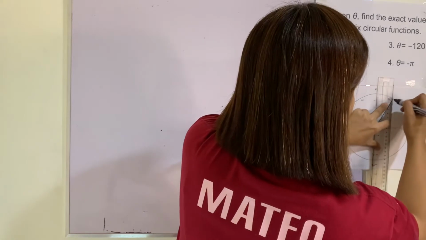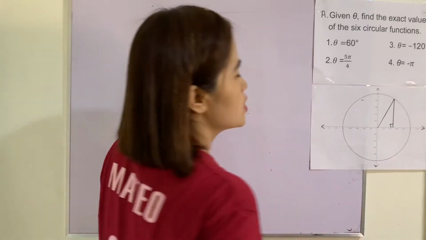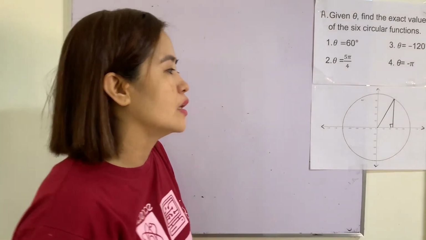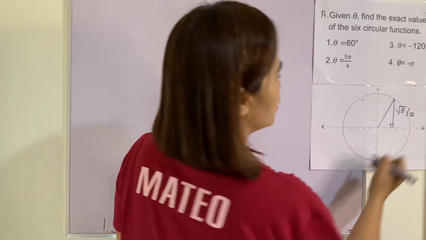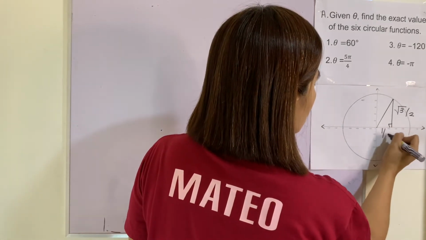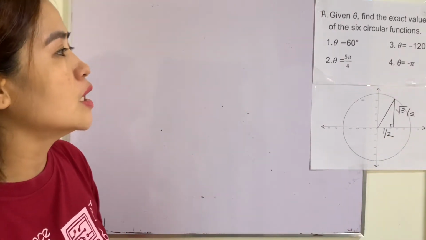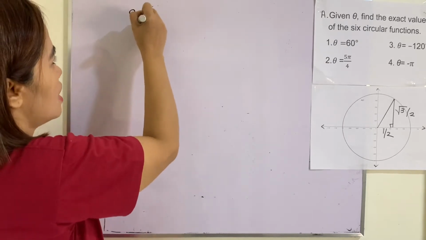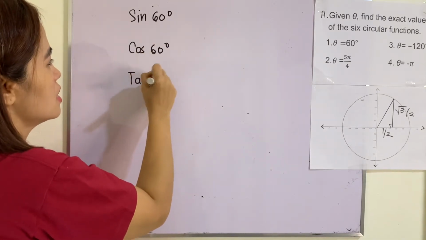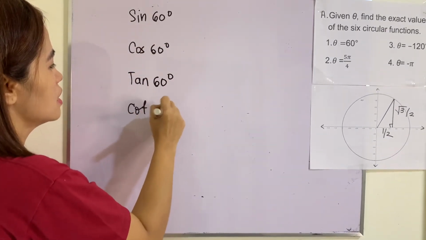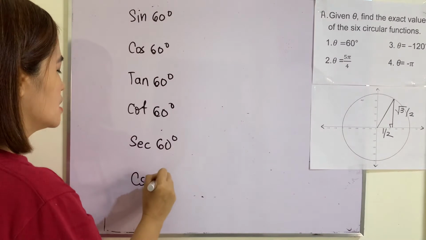And then as I have said, we need to connect it to the x-axis always to form a right triangle like this. So this one is a 30 by 60 right triangle. The longer side has a length of square root of 3 over 2, and the shorter side is of course 1/2. This one is your y and this one is your x. We can now find the 6 circular functions. So this one is sine 60, cosine 60, tangent 60, cotangent 60, secant 60, and of course cosecant 60.